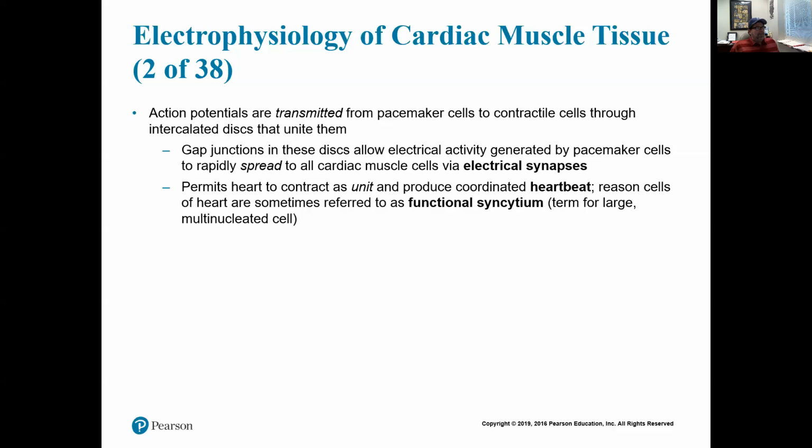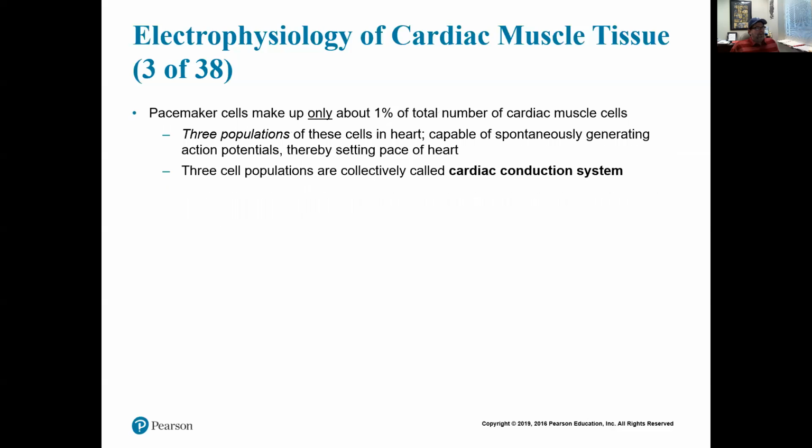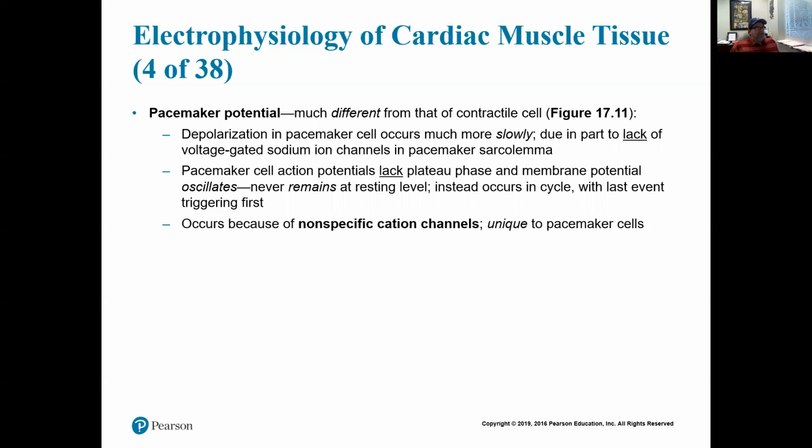The cells of the heart are sometimes called a functional syncytium because they are multinucleated cells, whatever. Okay, now let's look at these. Pacemaker cells only make up 1% of all the cardiac muscle cells. Three populations of these cells in the heart are capable of spontaneously generating an action potential, therefore setting the pace of the heart. These three cell populations are collectively called the cardiac conduction system, and we're going to see them now.